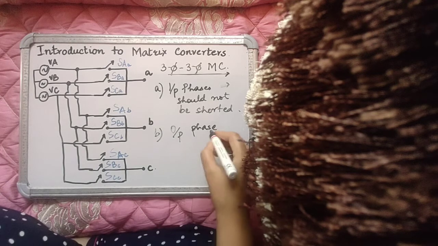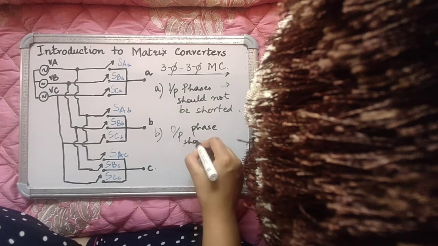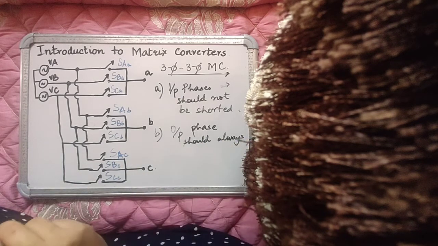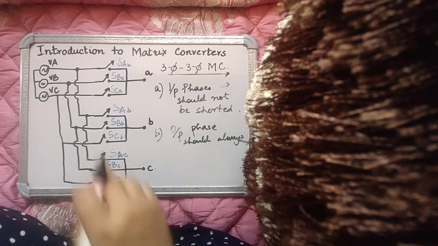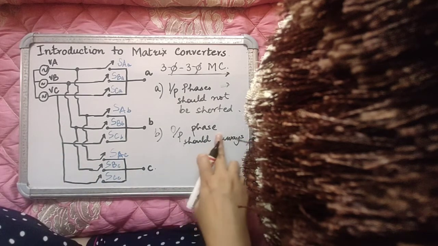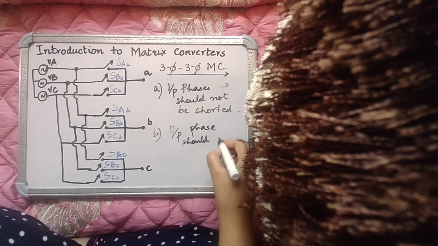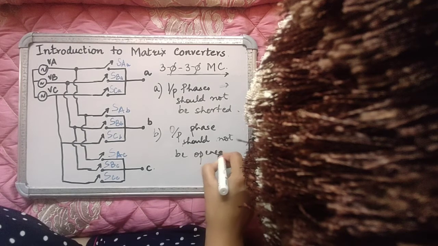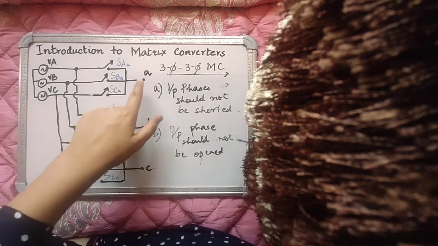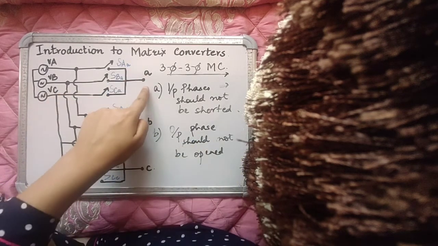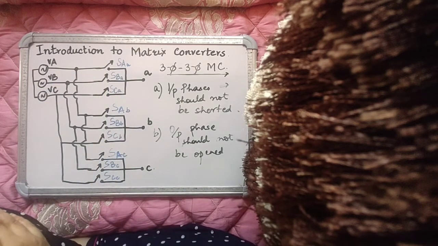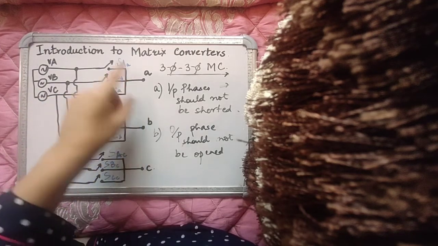So the output phase should always be connected to some input phase. In other words, the output phase should not be open, which means that each output phase should definitely be connected to one of these three. It should be connected to only one, but it should definitely be connected to one. Otherwise, it will be open.